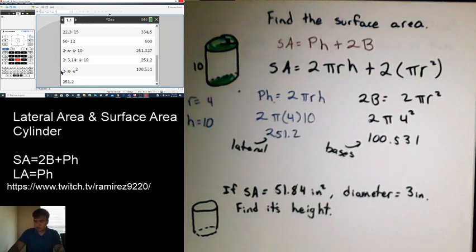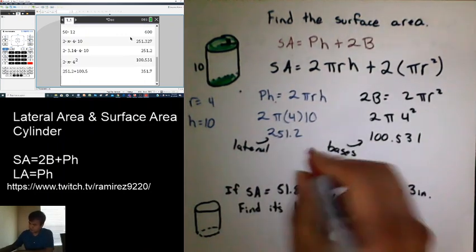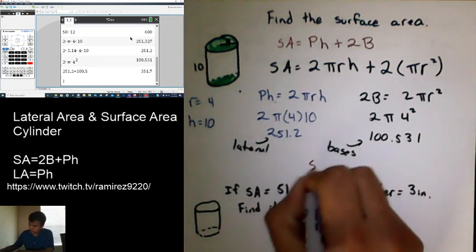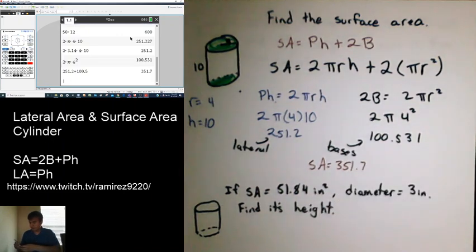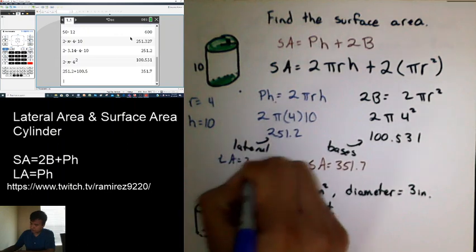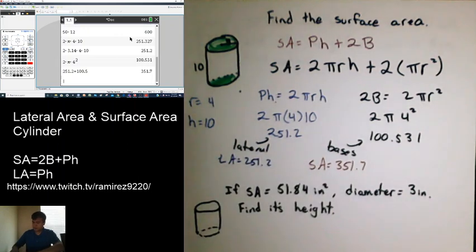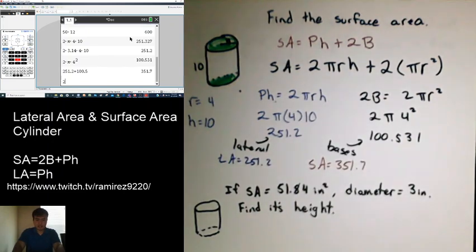251.2 plus 100.5. So the total surface area is 351.7, whereas my lateral area is just 251.2. And I could have done it from scratch, from the beginning. I could have put everything in my calculator as well, and you would see how I basically get that 351.